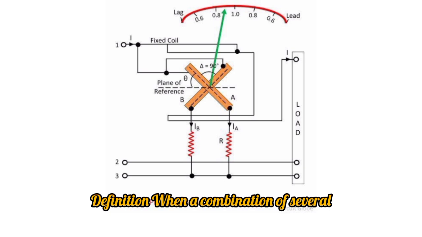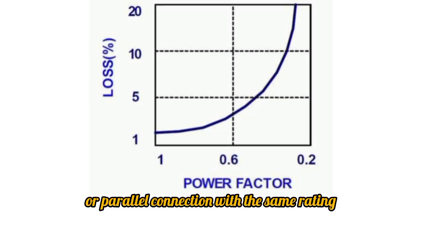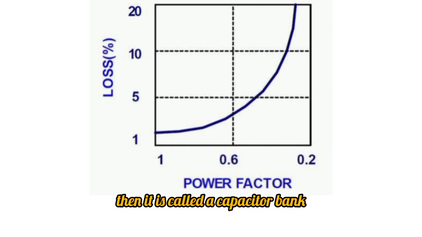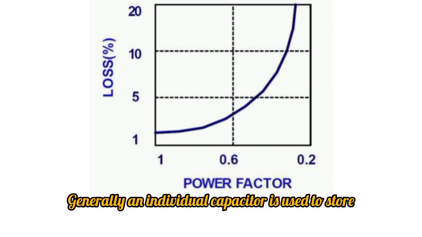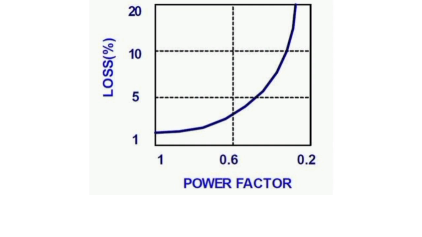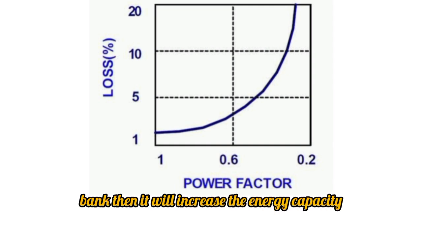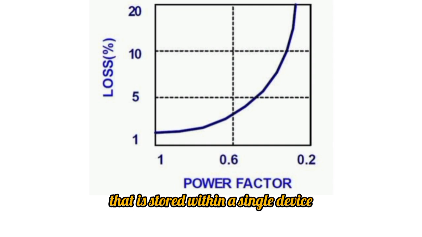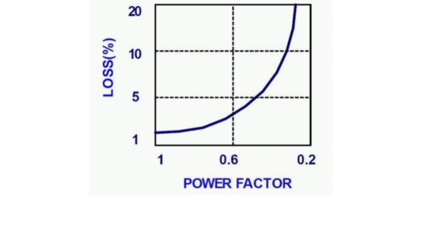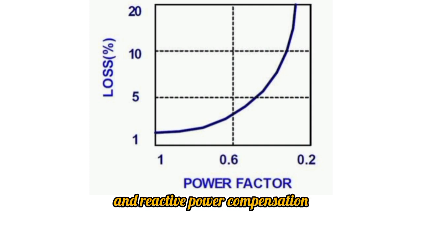When a combination of several capacitors with the same rating are connected in series or parallel, it is called a capacitor bank. Generally, an individual capacitor is used to store electrical energy. So once capacitors are increased within a bank, it will increase the energy capacity stored within a single device. In a substation, it is used to enhance the power factor and provide reactive power compensation.